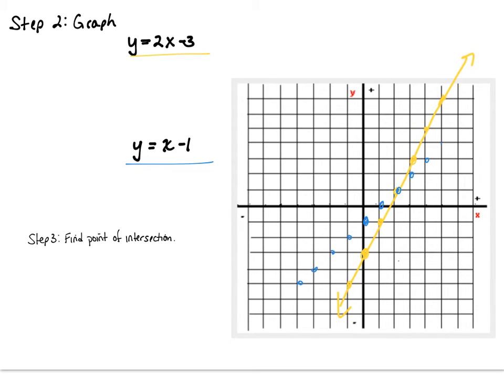Now I'm putting a lot of points in here because it helps make my line straight. And as you can see, we find the point of intersection, and the point of intersection is right here, and that is the point x value 2, y value 1. So it's the point 2, 1.